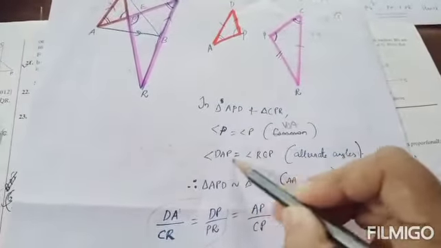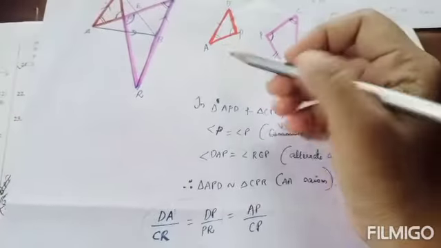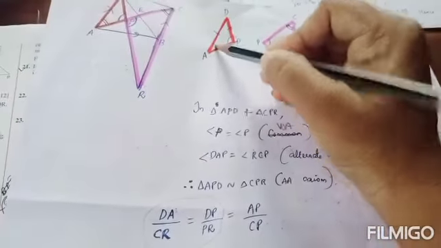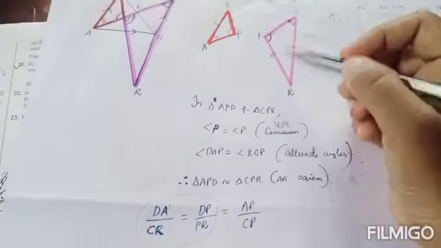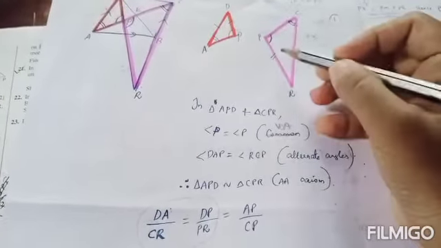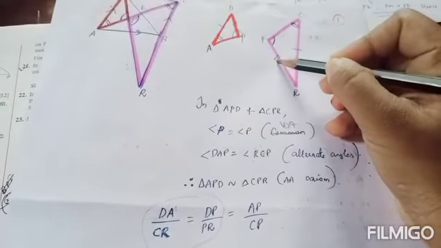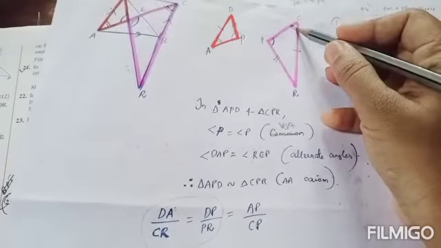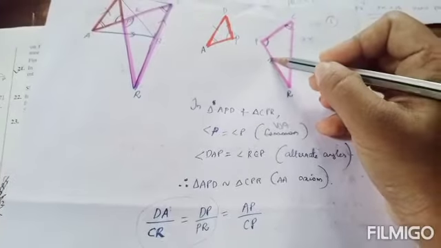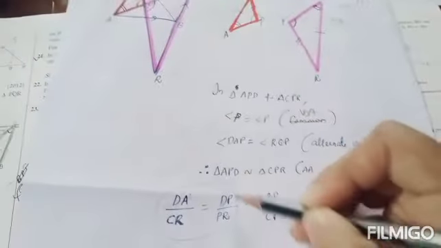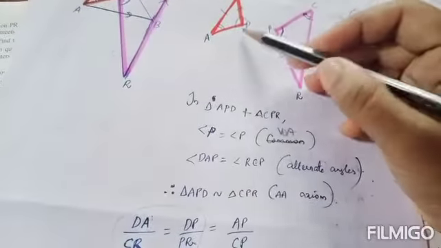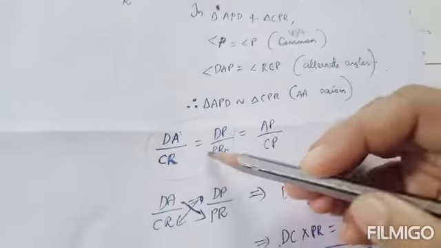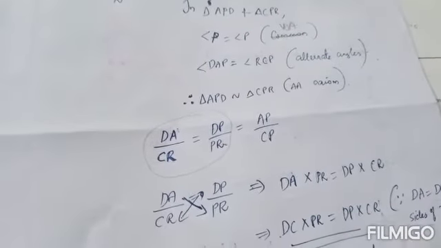Next, angle DAP equals angle RCP. Angle DAP is this angle. The side opposite to angle DAP is DP. Now for angle RCP, the side opposite is PR. So DP by PR you can write. Now the remaining side in both triangles, so you can write AP by CP. So we got DA by CR equal to DP by PR equal to AP by CP.